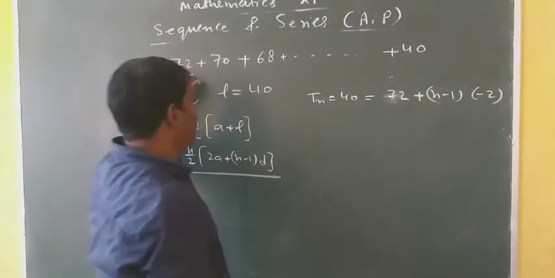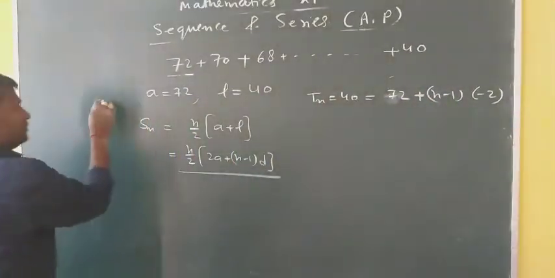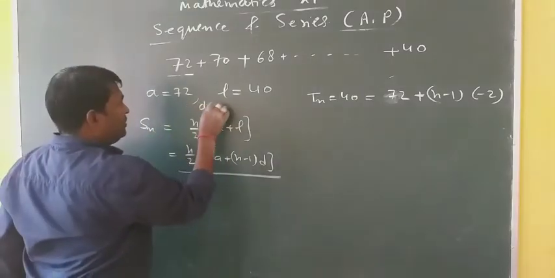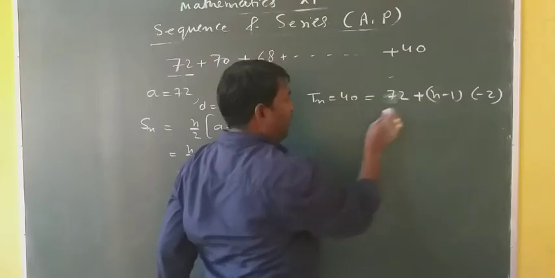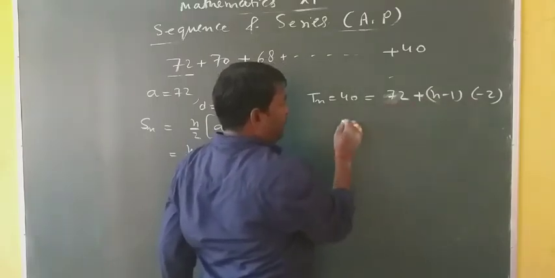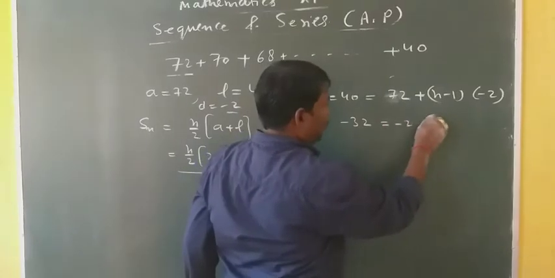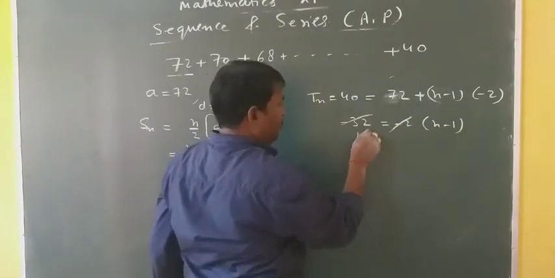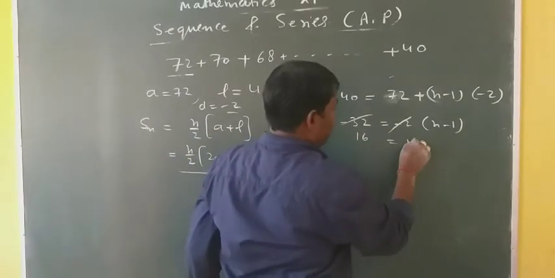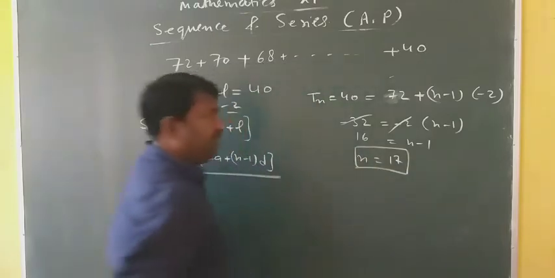So 70 minus 72, that is minus 2. So here d is minus 2. Putting these values we can find the value of n. So 42 minus 72 minus 32 is equal to minus 2 into n minus 1. This minus 2 will 16 in n minus 1. So n is 17. Value of n is 17.